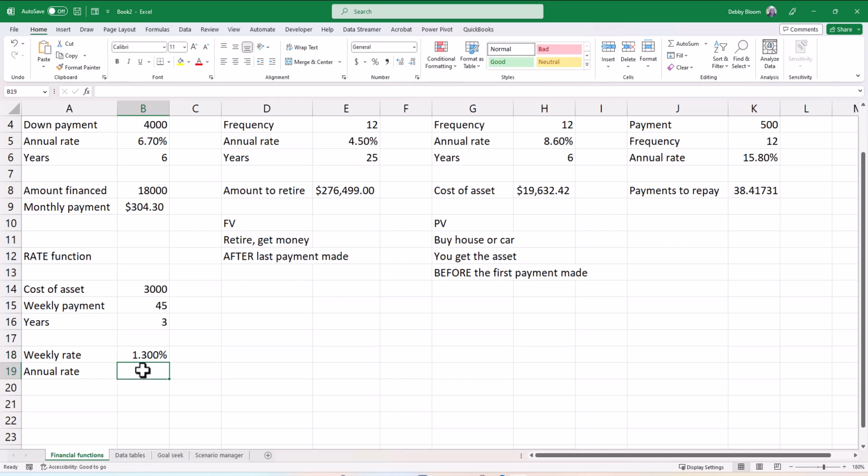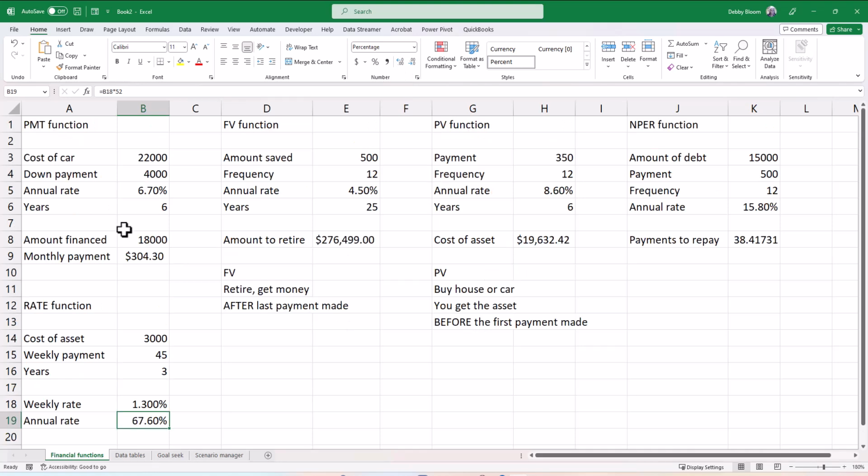So to truly understand a periodic interest rate, you have to multiply it by the number of periods in 1 year. So I'm going to take 1.3% and multiply it by 52 weeks in 1 year, and you are paying 67.6% interest on that couch, not over the 3 years, but each one of the 3 years that you are paying back that loan. And to prove that, we can put that in percentage style and increase the decimal, 67.6% on that loan. So hopefully we've learned a little bit about financial functions.